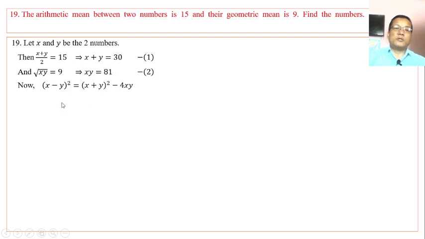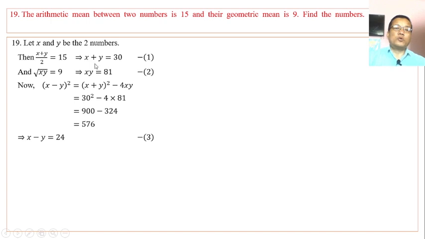Now we have to establish this identity: (x minus y) whole square is equal to (x plus y) whole square minus 4xy. Remember this identity. Then put in their respective values, x plus y is 30, x into y is 81. We have the square of 24.